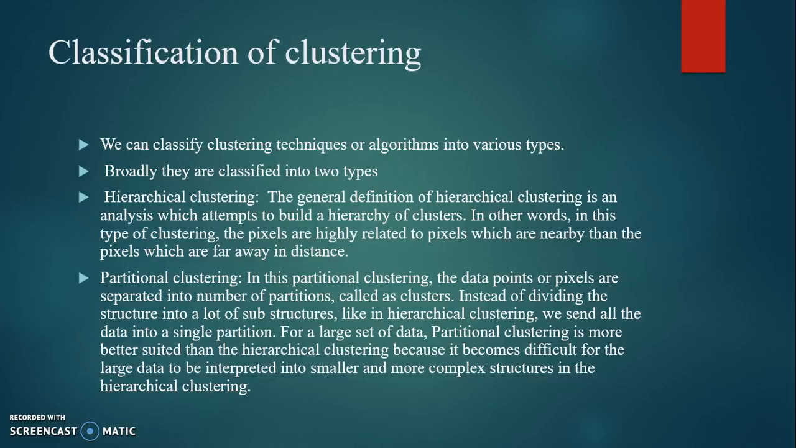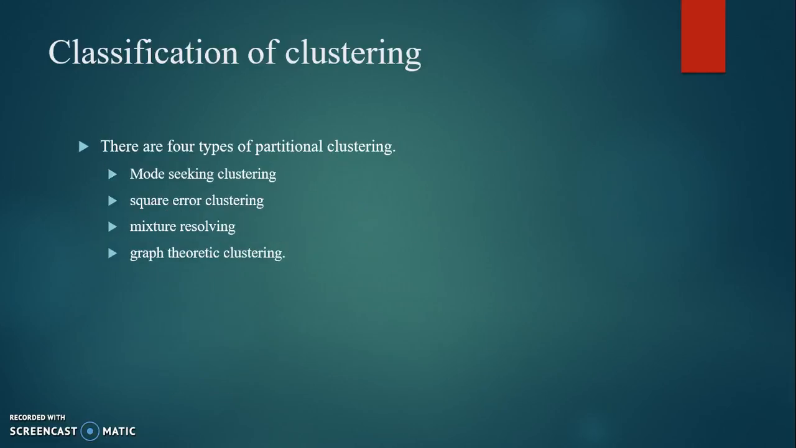The other type of clustering is partitional clustering. In this partitional clustering, the data points of pixels are separated into a number of partitions called clusters. Instead of dividing the structure into a lot of substructures, like in hierarchical clustering, we send all the data into a single partition. For a large set of data, partitional clustering is better suited than the hierarchical clustering because it becomes difficult for the large data to be interpreted into small and more complex structures in the hierarchical clustering.